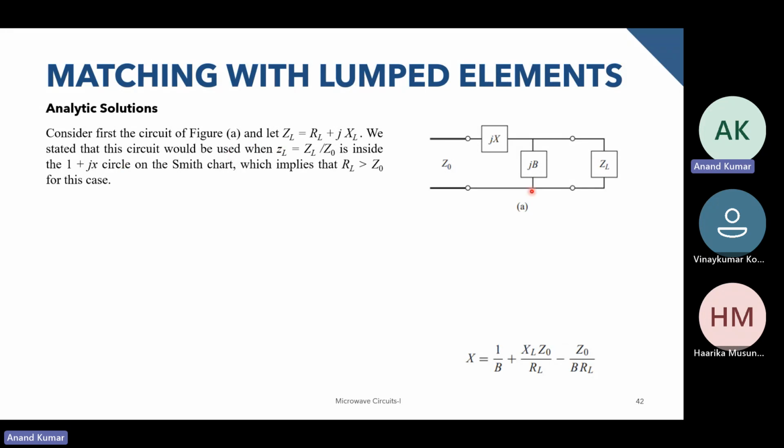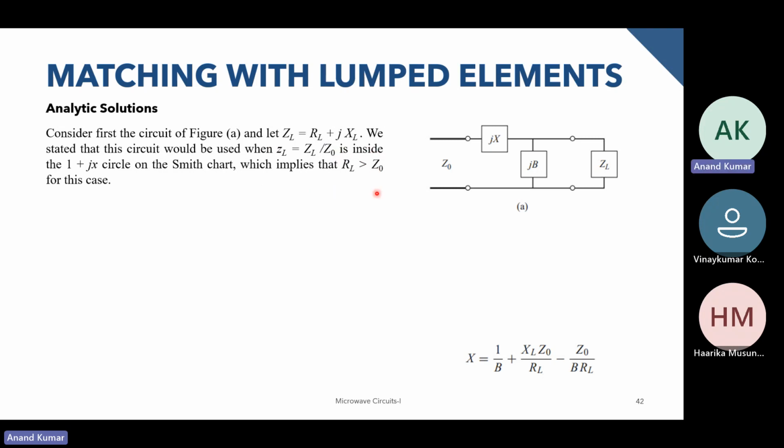So let us consider the first circuit and do its analytical solution. For the first circuit, let the load impedance be given as RL plus jXL, where RL is the real part and XL is the imaginary part of the load impedance. Now, it is stated that this circuit is used when the normalized load impedance, zL equals ZL by Z naught, lies inside the 1 plus jx circle on the Smith chart. This will happen when RL is greater than Z naught.